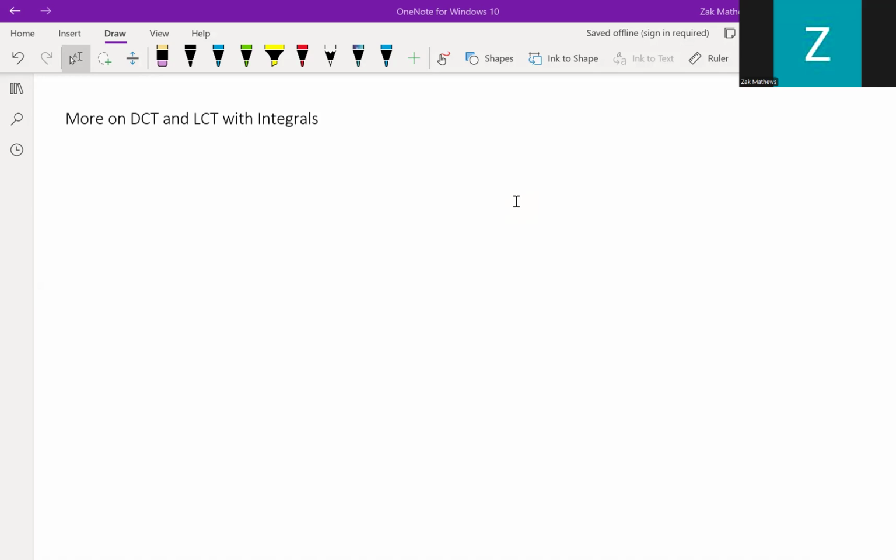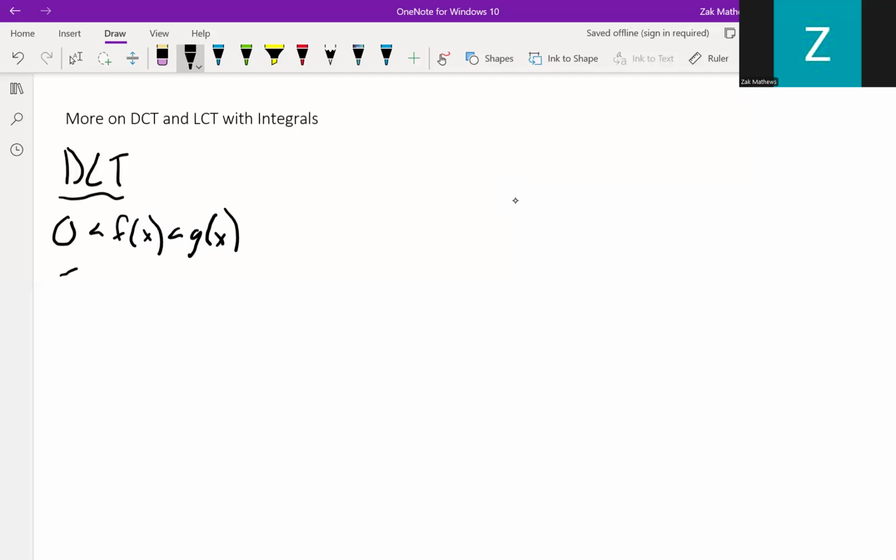So let's start by talking about the direct comparison test. Remember what the direct comparison test tells us. I'm just abbreviating here, not doing a formal definition. But if we have two functions and we know that one function is always bigger than another function, they're both greater than zero, well, then we can use this to tell us some things about their integrals.